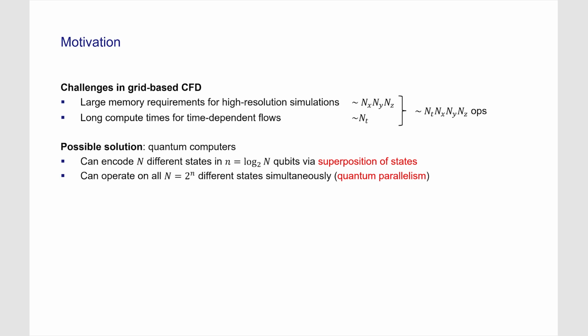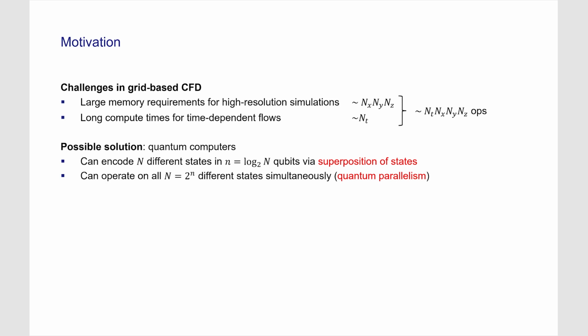Why? Well, there is the possibility to encode log N states in n. Capital N is always the classical one, small n is the quantum one. Information is encoded via superposition of states. And with another technique inherent to quantum parallelism, we can work on all these 2 to the small n, 2 to the number of qubits, different states simultaneously.